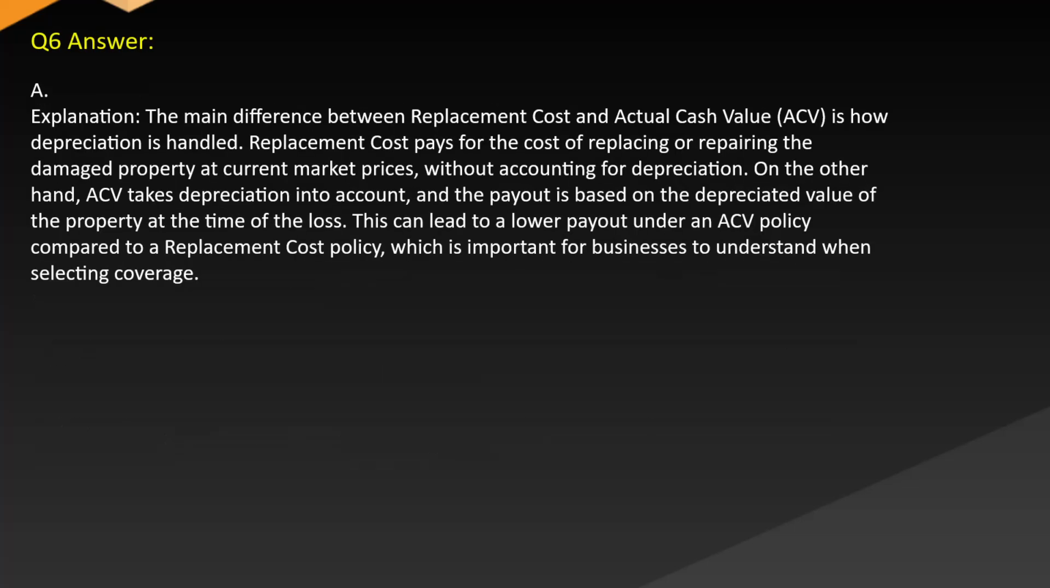Answer. A. Explanation. The main difference between replacement cost and actual cash value (ACV) is how depreciation is handled. Replacement cost pays for the cost of replacing or repairing the damaged property at current market prices without accounting for depreciation. On the other hand, ACV takes depreciation into account and the payout is based on the depreciated value of the property at the time of the loss. This can lead to a lower payout under an ACV policy compared to a replacement cost policy, which is important for businesses to understand when selecting coverage.